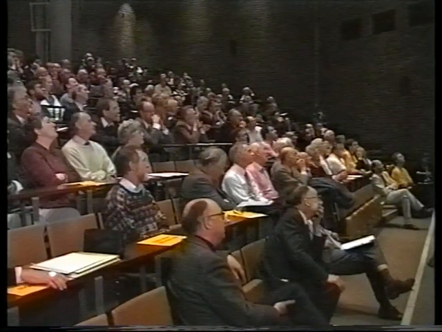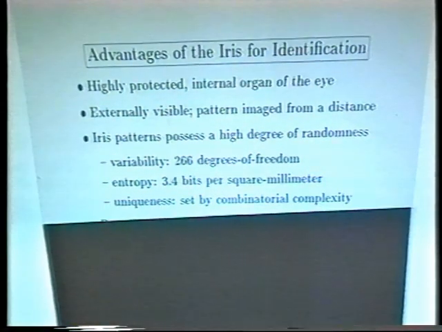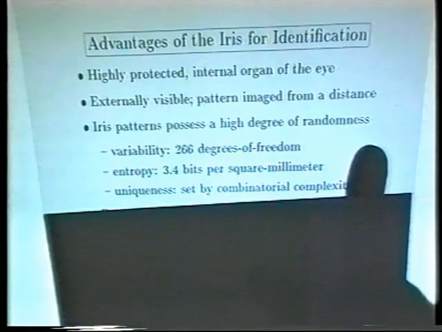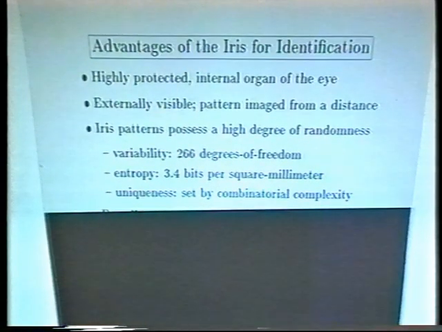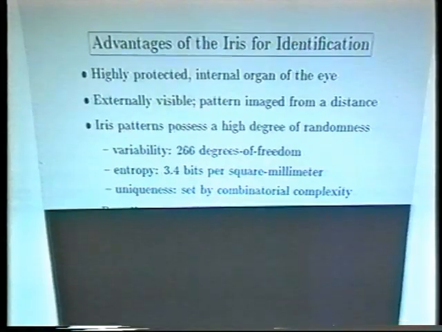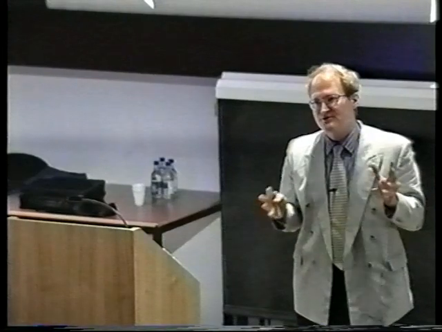Well, I've mentioned already the fact that you have a highly protected internal organ, which is externally visible. You can acquire the image from a distance up to a meter or so. These patterns contain a high degree of randomness. One can quantify this by standard techniques in information theory, which allow you to calibrate the informativeness of different dimensions of variability in patterns. How much information do you gain in terms of discrimination, being able to discriminate different classes by extracting those forms of variation? This is the idea of degrees of freedom.